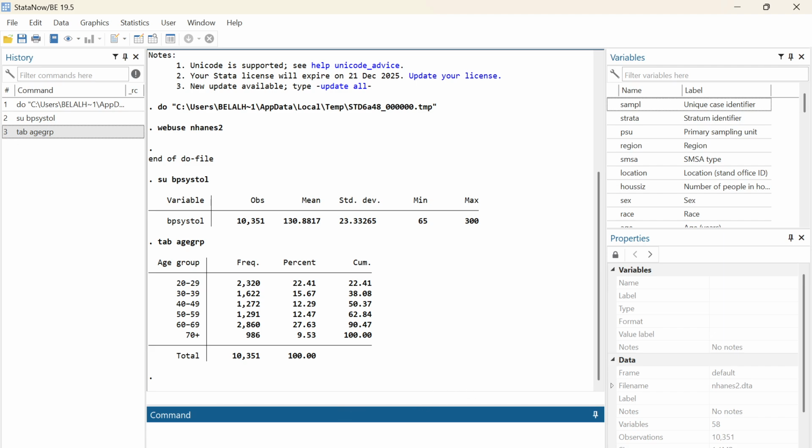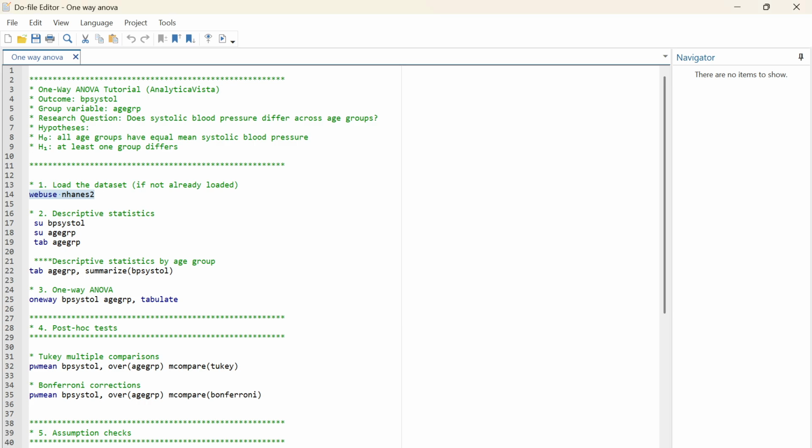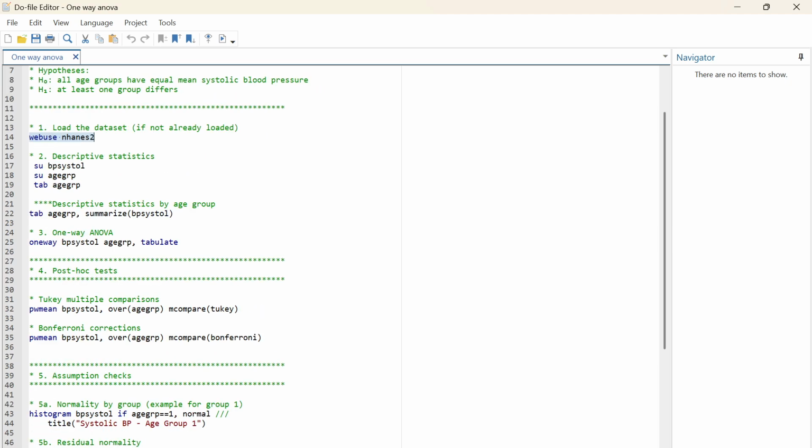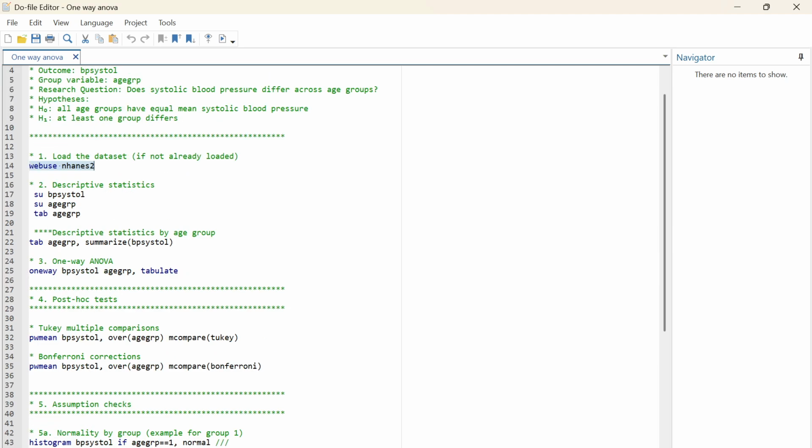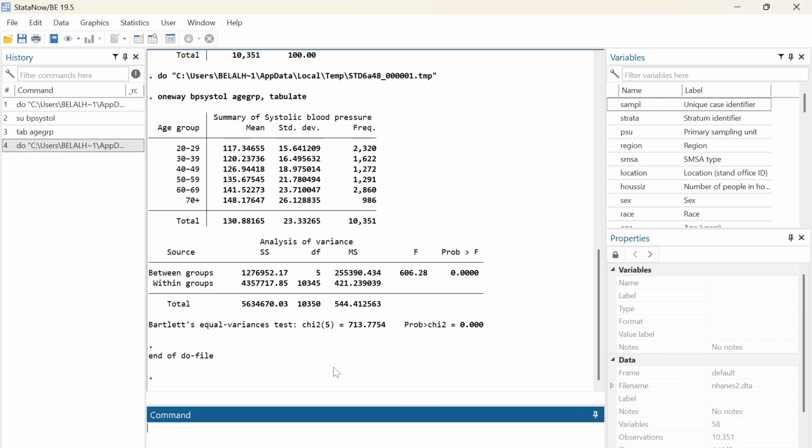Now I'm going to use the one-way ANOVA command. This is one way of writing the command, but I can use this: oneway BP systole and age group, and then tabulate. So this table is going to give us the descriptive stats as well, and then execute selection. So then now we have our table.